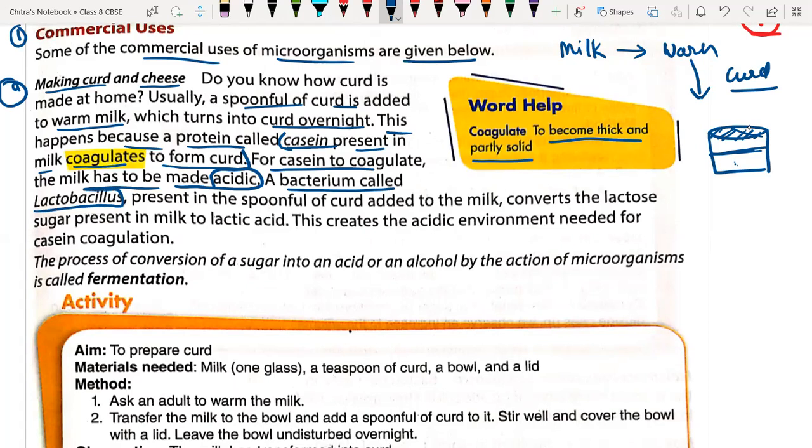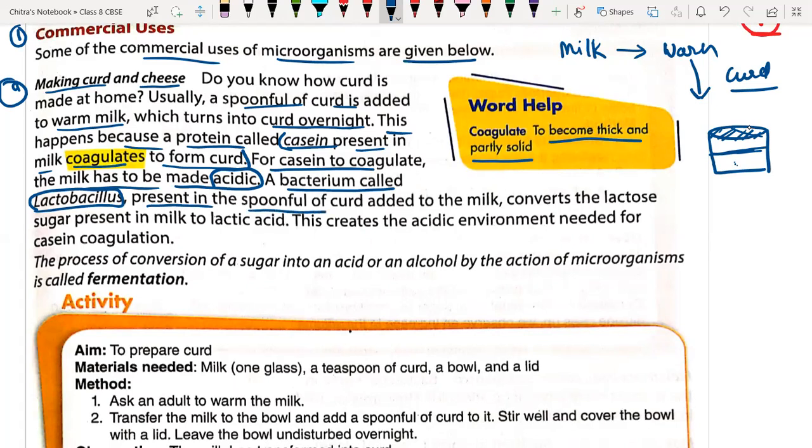Sir, I have a doubt. Casein is an acid, sir? No, beta. Casein is the protein present in the milk. Lactobacillus is nothing but the name of that bacteria which is present in milk.